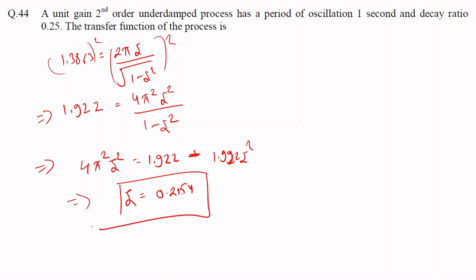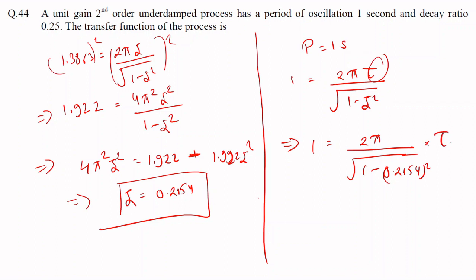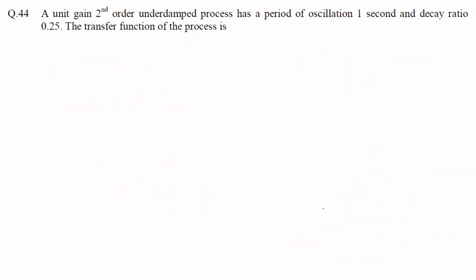Now the other parameter in the question that we have been provided is the time period of oscillation, which we had been given as 1, so T is 1 second. The formula for time period of oscillation is 2 pi tau upon under root of 1 minus zeta square. So from here we can get the value of tau, that is the time constant. So we can replace the values: 1 equals 2 pi upon under root of 1 minus 0.2154 square into tau. From over here we will get the value of time constant as 0.1554. So now we have the value of tau and zeta.